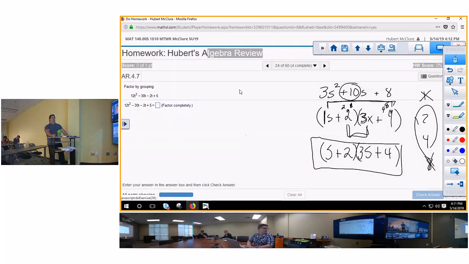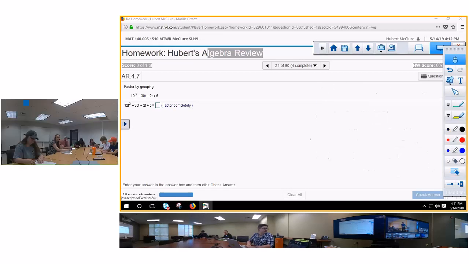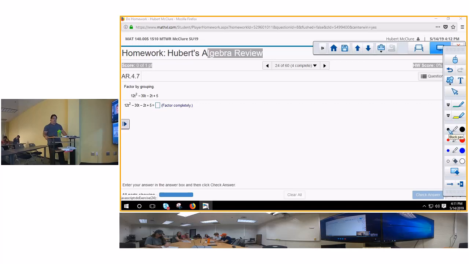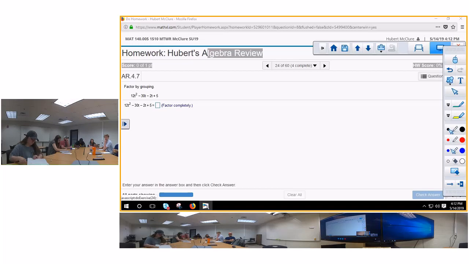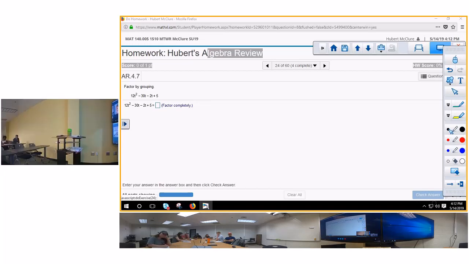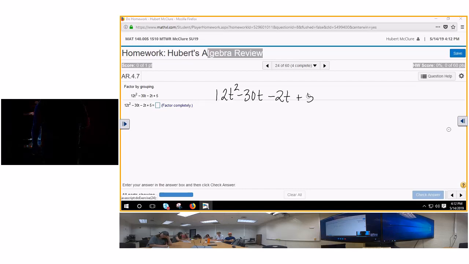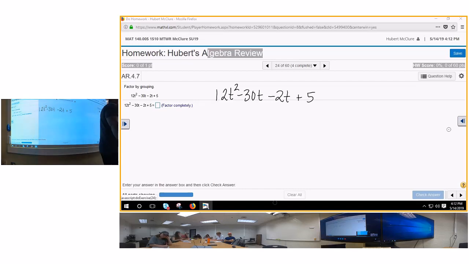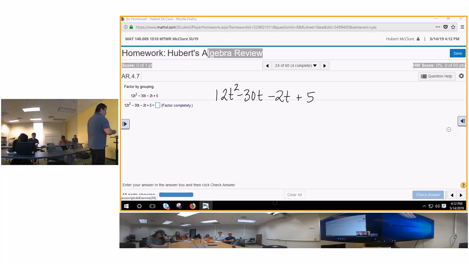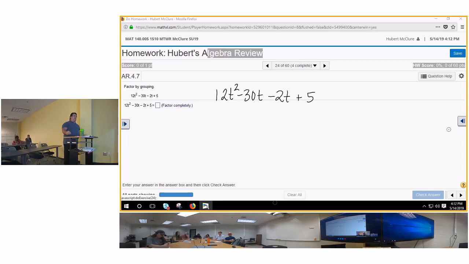All right, there's 4 terms. You might as well quit on this one, because you only studied how to do reverse FOIL, right? Just erase one of the terms. Just do that. 12t squared minus 30t minus 2t plus 5. What are you supposed to do when you have 4 terms? Erase one of them. Yeah, you could do that. That's what I used to do.